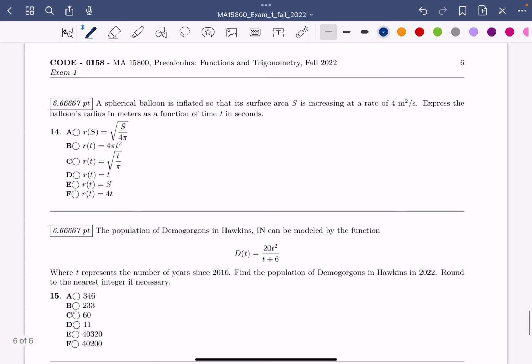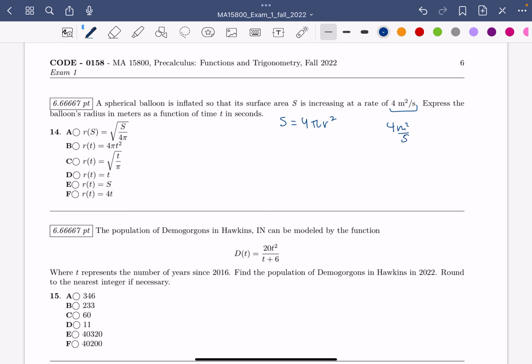Number 14. A spherical balloon is inflated so the surface area S is increasing at a rate of 4 meters squared per second. Express the balloon's radius in meters as a function of time in seconds. So, the one thing I'd like to point out is surface area equals 4 pi r squared. This here is a rate. So that means that it's per second.